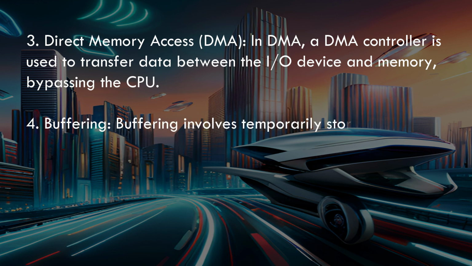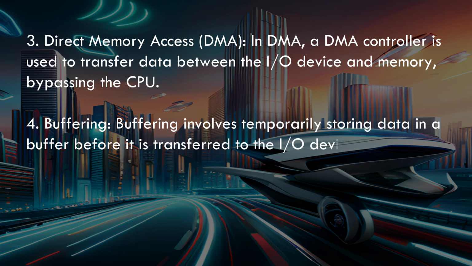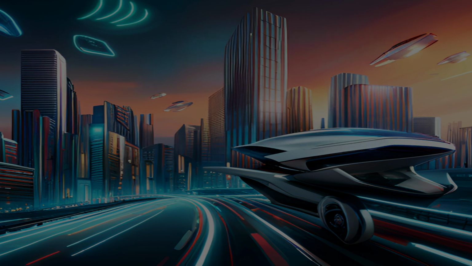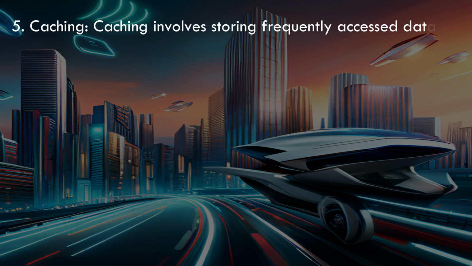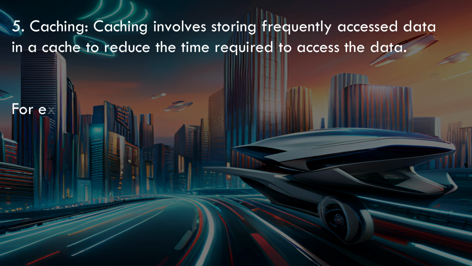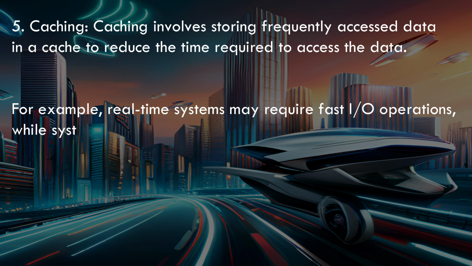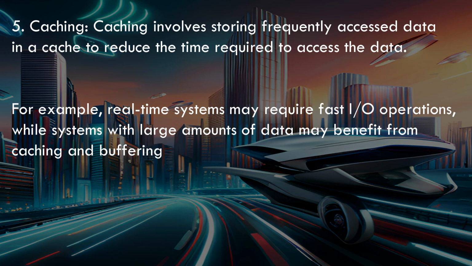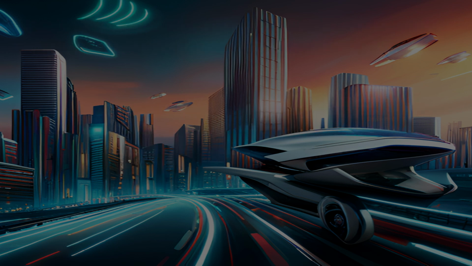4. Buffering. Buffering involves temporarily storing data in a buffer before it is transferred to the I/O device or the CPU. 5. Caching. Caching involves storing frequently accessed data in a cache to reduce the time required to access the data. For example, real-time systems may require fast I/O operations, while systems with large amounts of data may benefit from caching and buffering techniques.